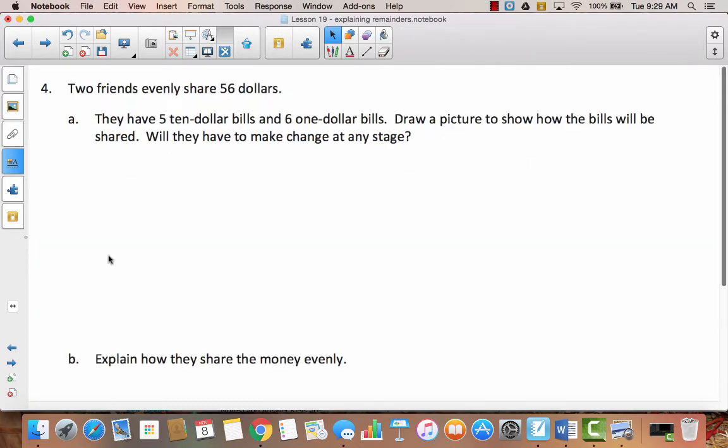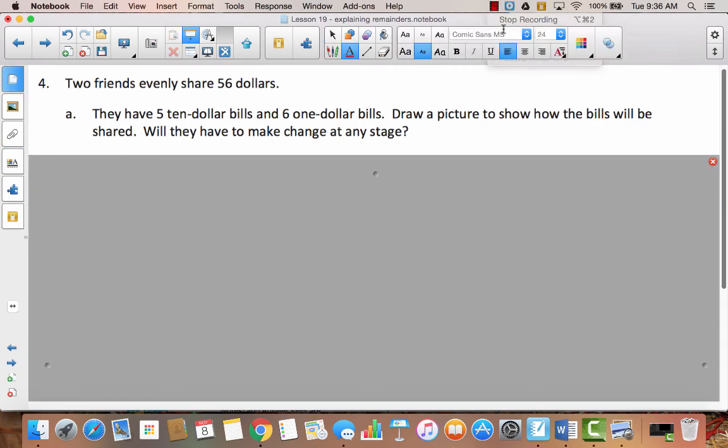All right, let's look at problem number 4. 2 friends evenly share $56. They have 5 $10 bills and 6 $1 bills. Draw a picture to show how the bills will be shared. Will they have to make change at any stage? I want you to draw me a place value chart, and show 5 $10 bills and 6 $1 bills. Think about how you can show that on a place value chart. Then divide those evenly by 2 friends, and explain how they shared the money evenly. Then we'll come back and discuss it together.